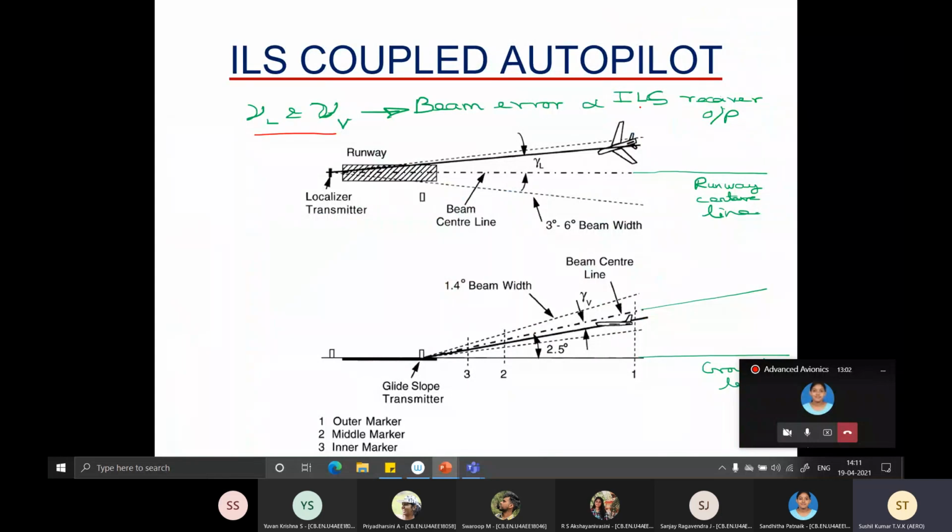This beam error is sensed by the ILS receiver, which has two parts. Okay, one is the glide part, the other one is the localizer. So the corresponding receivers are going to give some error signal, which will correspond to the beam error or displacement of the aircraft from the center line. So this top one is showing the localizer and the bottom one is showing the glide path. So the aircraft ideally should be here.